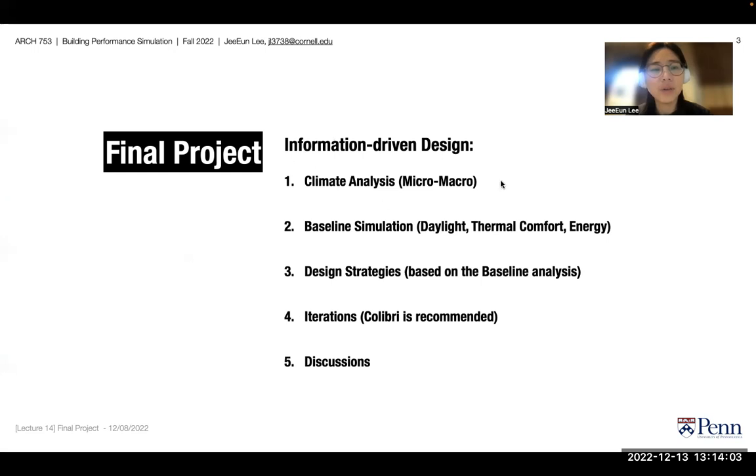I would call this project information driven design, so that you get some data and turn that into some form of information, and you use the information to drive your design strategy.